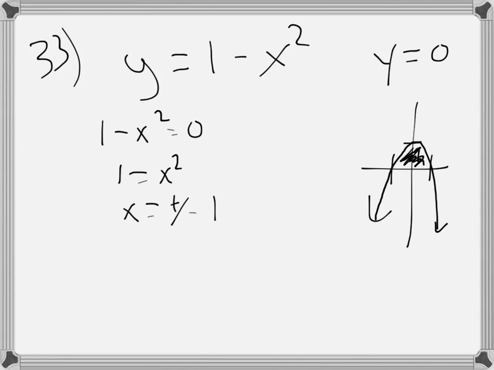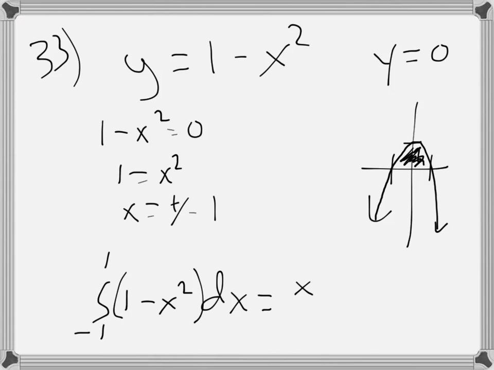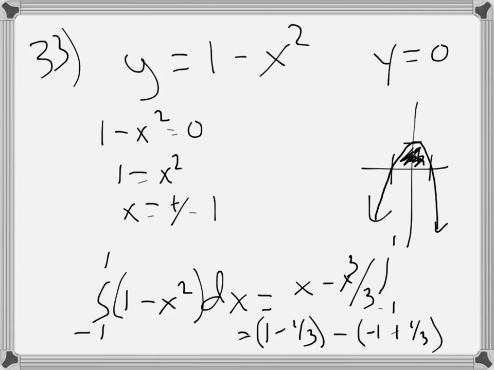So that means that I can use minus 1 and 1 as my limits of integration, because they're talking about the integral in that region specifically. And so that integral then is x minus x cubed over 3. Plug in 1, then subtract plugging in minus 1. And I get 1 minus a third minus minus 1 plus a third. So altogether I get 2/3 plus 2/3. So I get 4/3 altogether. And that's it for 5.3.